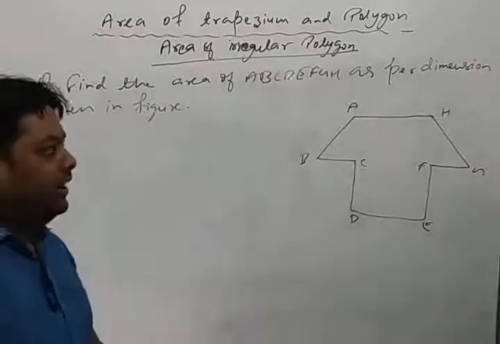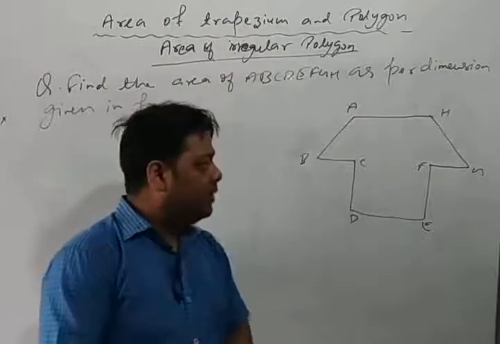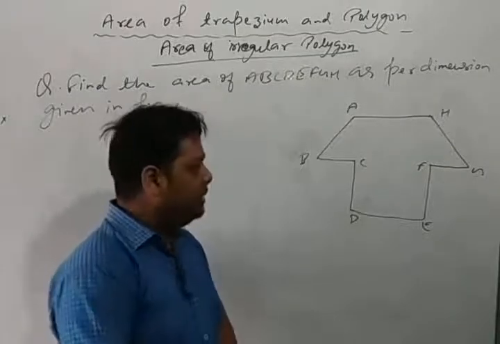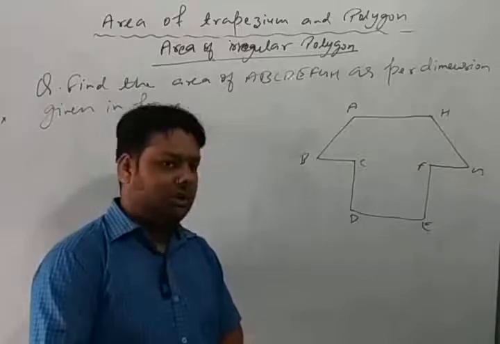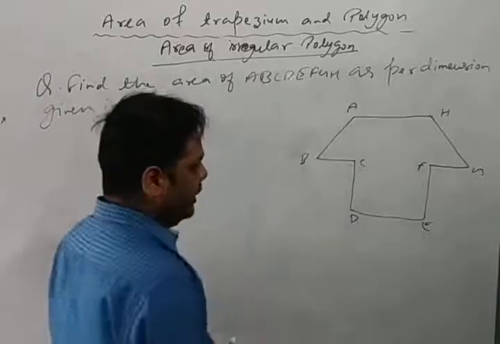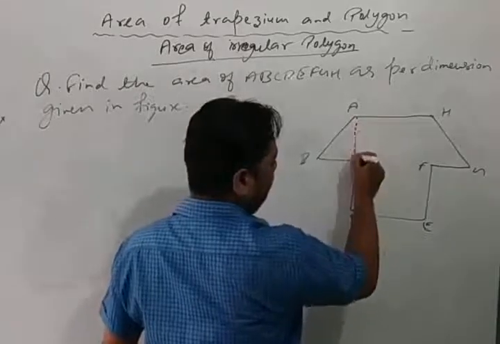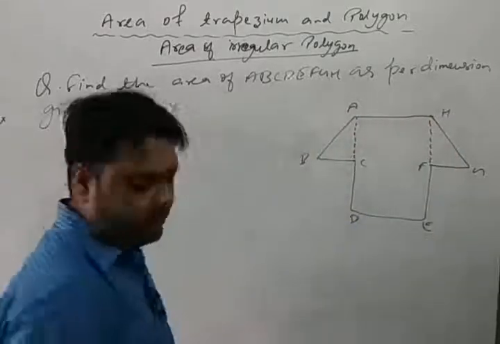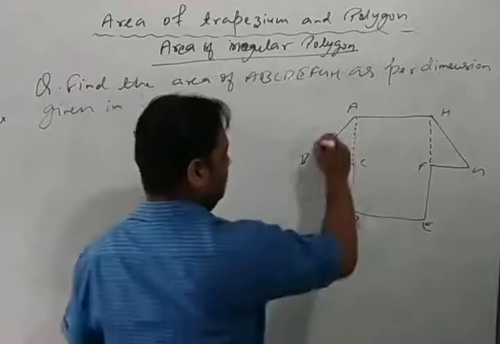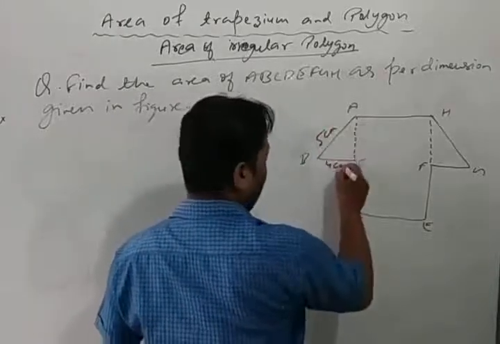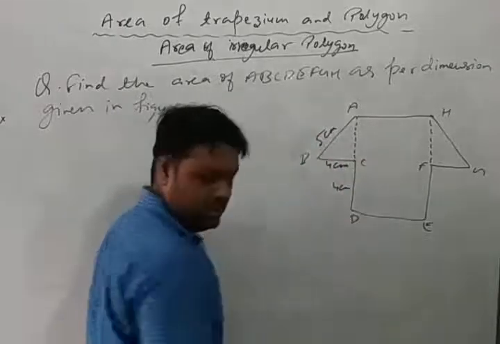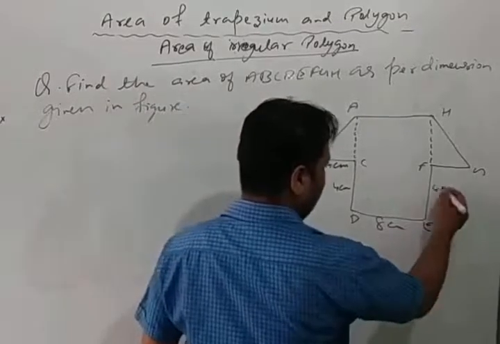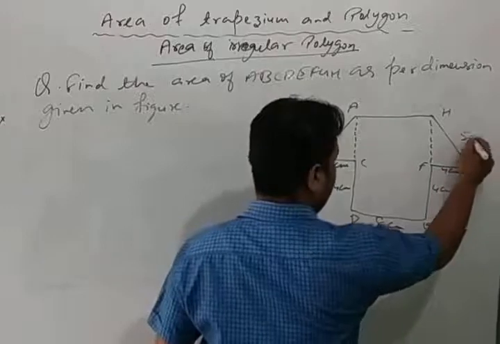Then how can we find it? As you know, it does not look like any regular shape. Okay? It means we have to draw some constructions to find it. At first, draw from A to C and then from H to F. Okay. And what is given at first? 5 centimeter this one, 4 centimeter this, 4 centimeter this, and 8 centimeter this one. This one will also be 4 centimeter, this is 4 centimeter, this is 5 centimeter.